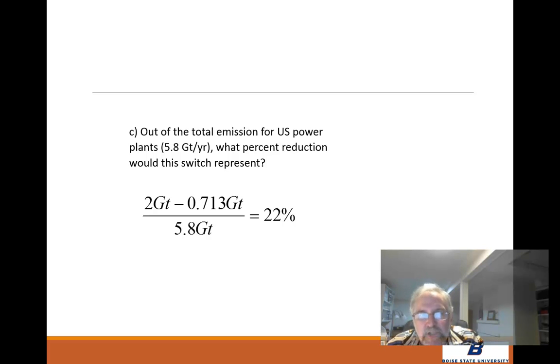What percent of reduction would that represent? Well, you take the 2 gigatons that we had before, you subtract the amount of emission you get if we replaced them all, and that's 0.71, so that's about 1.3-ish. And divide that by the total of 5.8, so that's a 22% reduction. That's a lot, that's a great deal of reduction, and probably I'm sure somebody's thinking about what it would take to replace the coal plants.